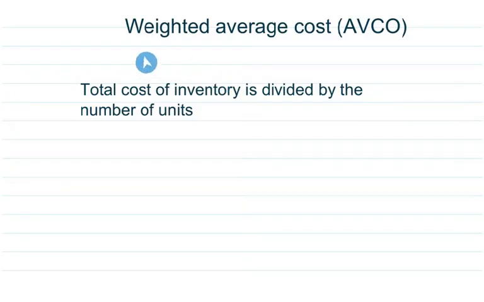We will take the total cost of inventory. So in other words, the total price that we paid for all the inventory and divide it by the number of units. Now, for now, remember, when we are saying number of units, we are talking about similar units. So let's say we manufacture calculators, then a unit will be a calculator.